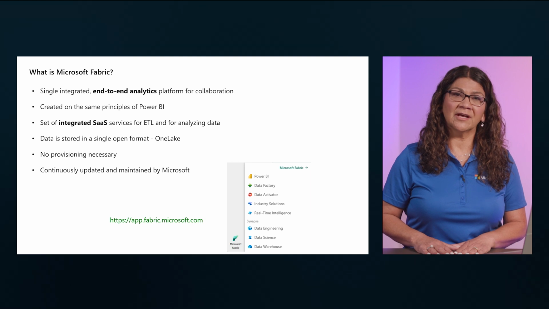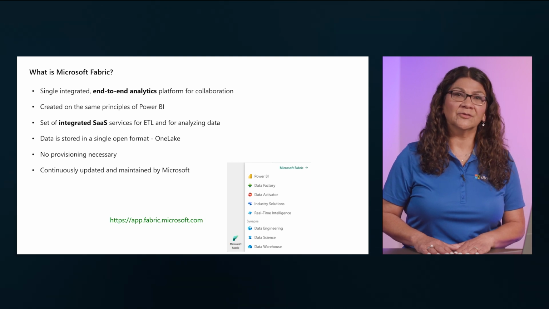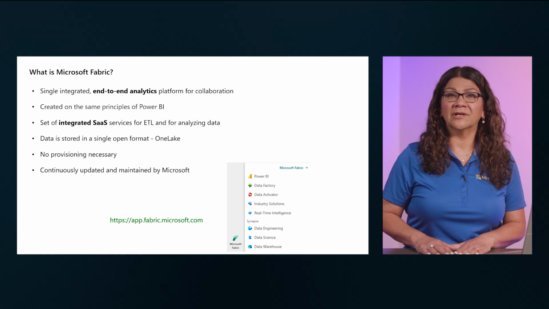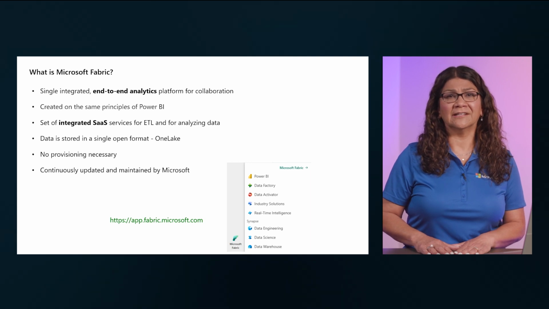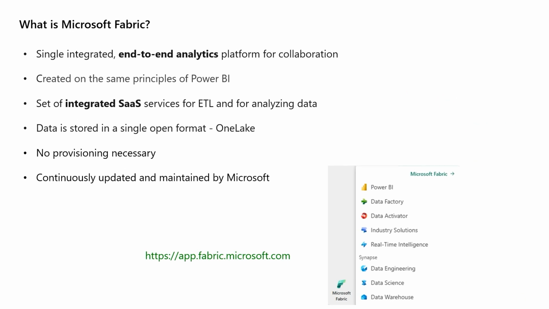Microsoft Fabric is part of Microsoft 365. It is a single, integrated, end-to-end analytics platform designed for all data professionals and organization decision makers to collaborate on your organization's data stored in OneLake in the Delta Parquet format. It is a set of integrated SaaS, or software as a service, that can be used for extraction, transformation, and loading, or ETL, and for transforming and analyzing your organization's data.